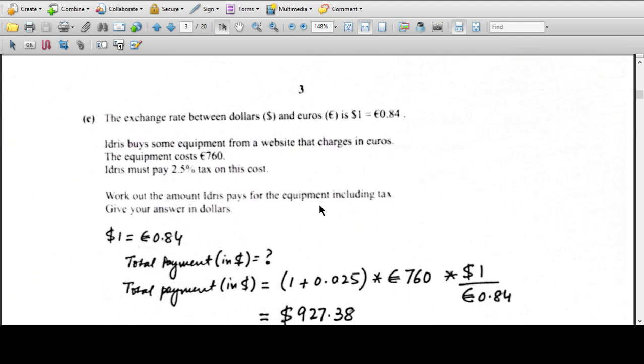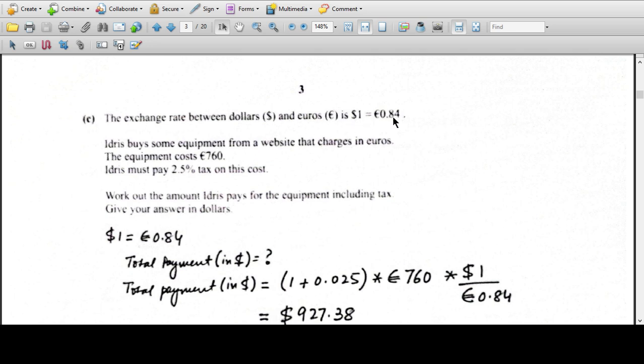The exchange rate between dollars and euros is $1 equivalent to 0.84 euros. Idris buys some equipment from a website that charges in euros. The equipment cost is 760 euros. Idris must pay 2.5% tax on this cost. Work out the amount Idris pays for the equipment, including tax. Give your answer in dollars.